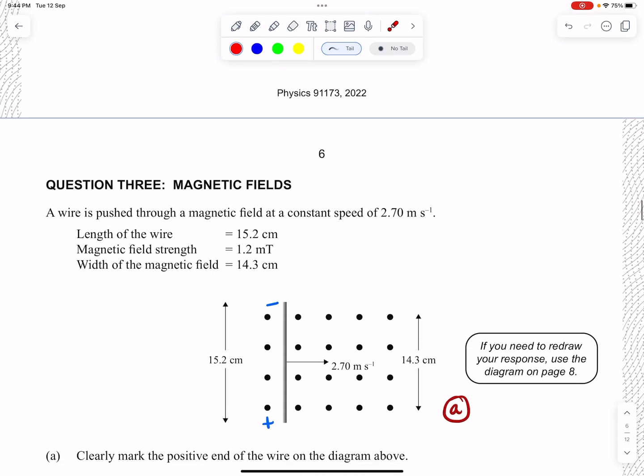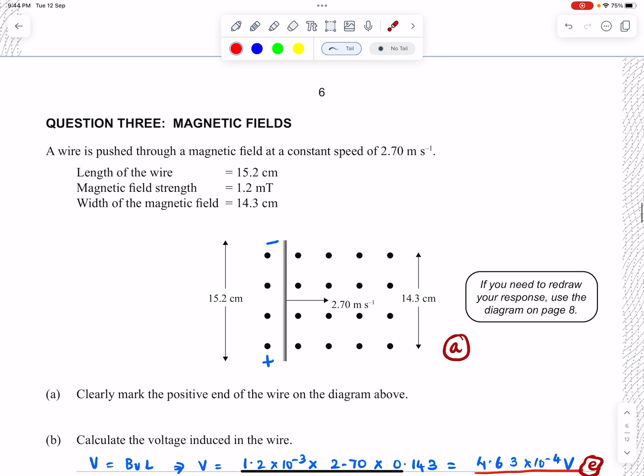Moving on to question 3, which is the electromagnetism part. Magnetic fields, and you're given some data here. A wire is pushed through a magnetic field at a constant speed of 2.70 meters per second. You got the length, you got the magnetic field strength, which is in millitesla, and you got the width of the magnetic field, which is in centimeters. So just remember, anything in centimeters needs to be converted to meters.